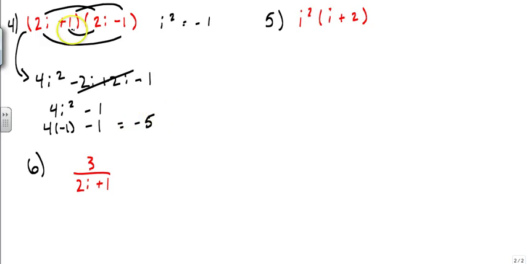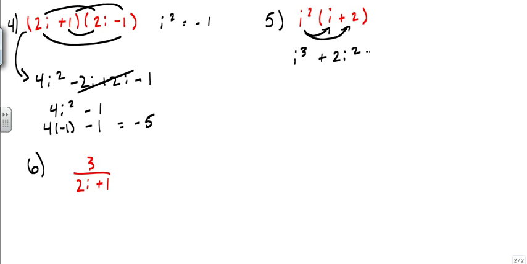So this whole thing actually gives me negative 5. Next on number 5, I'm just going to distribute. So I'm going to distribute this i squared to here and here. And that gives me i squared, I'm sorry, not i squared, i cubed plus 2i squared.